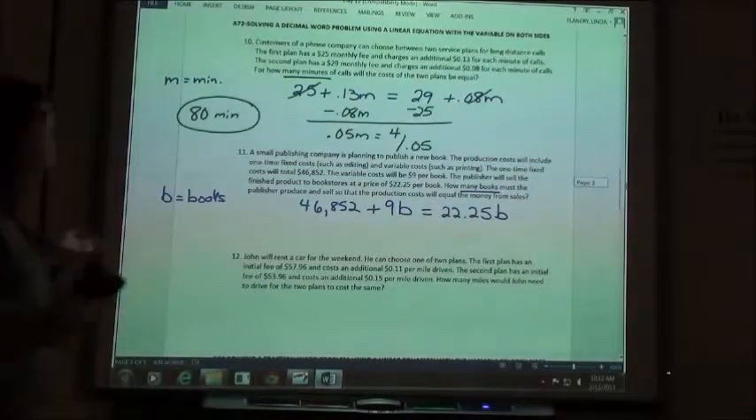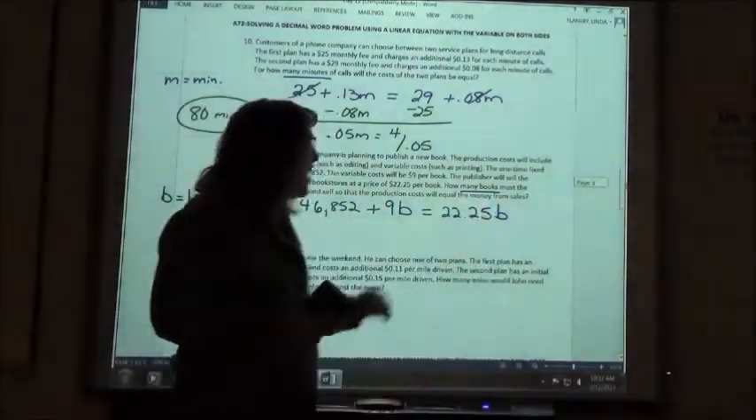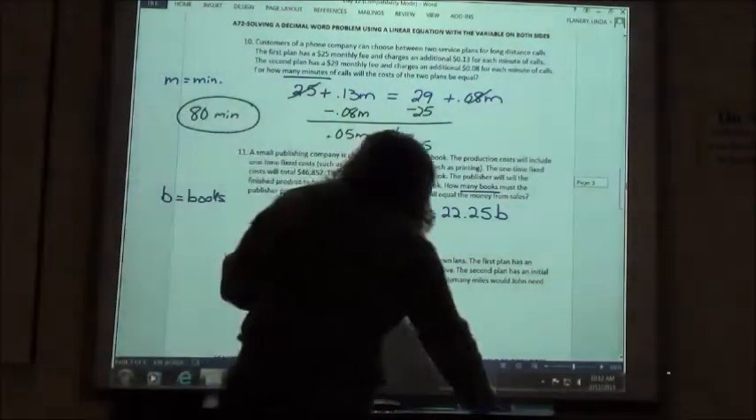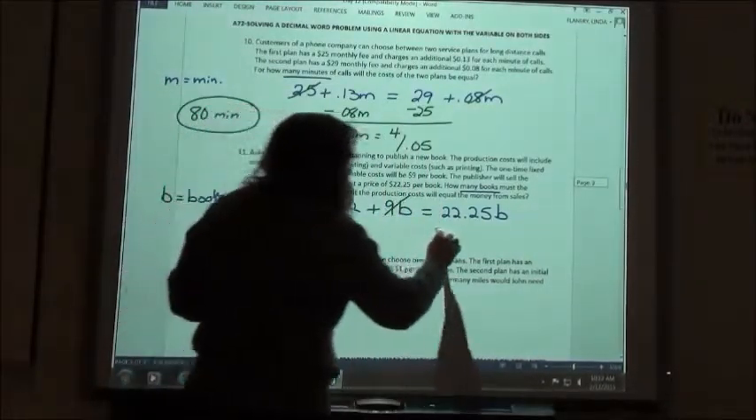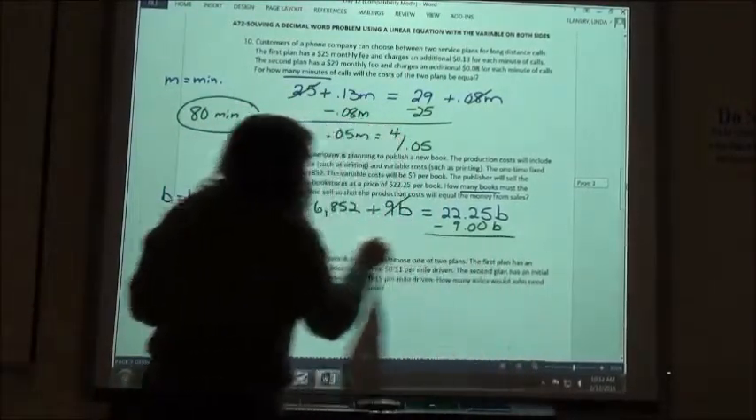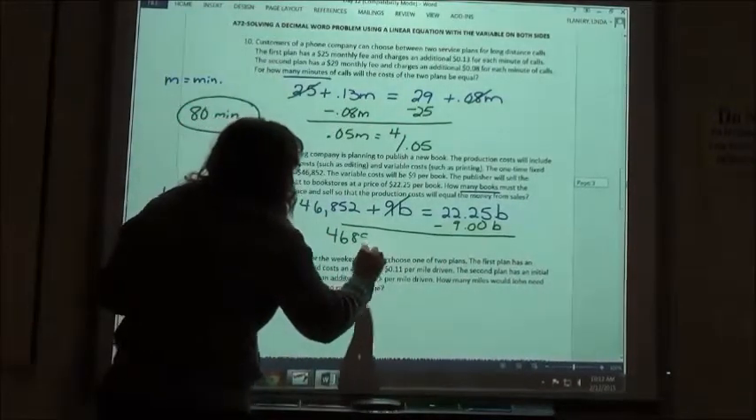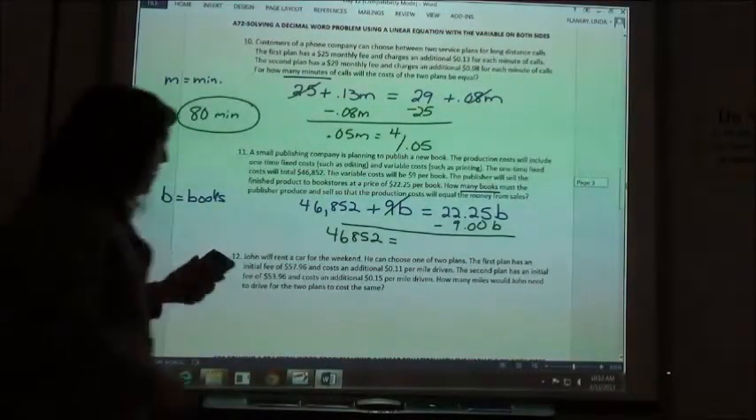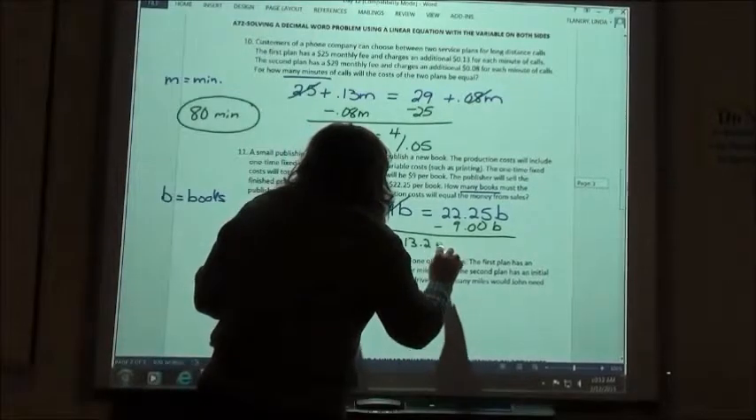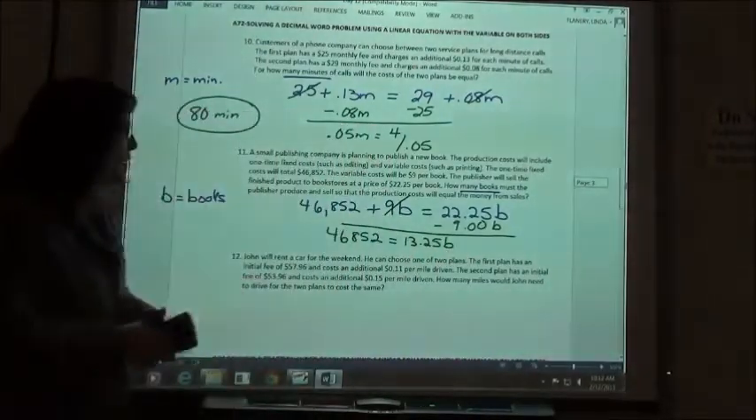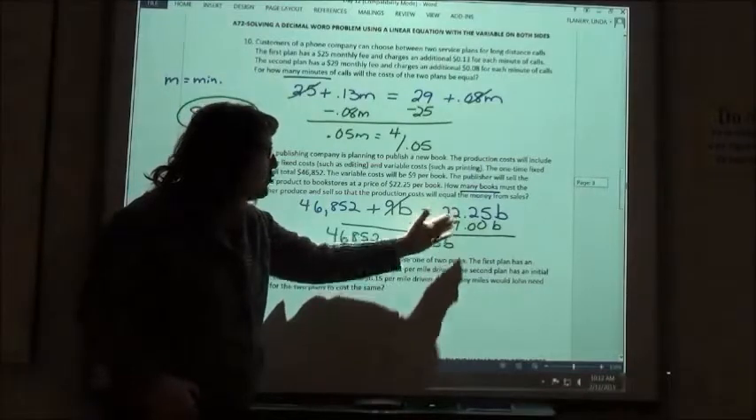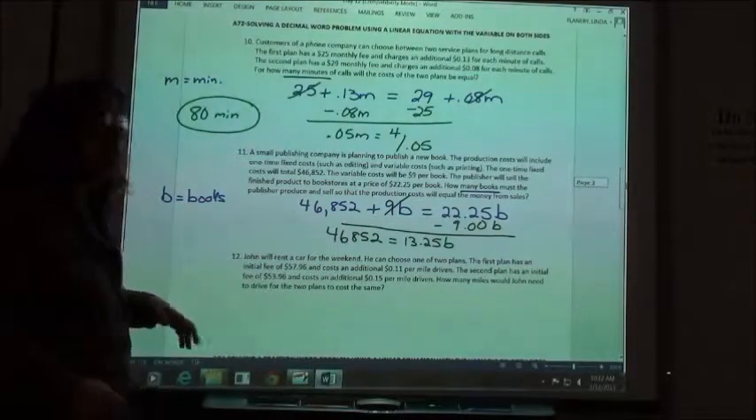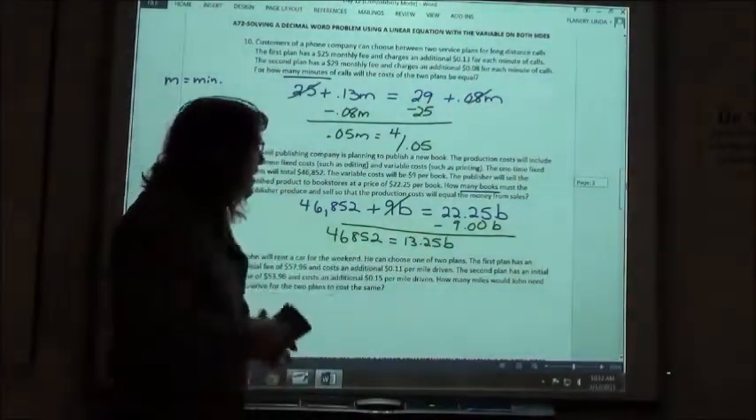I have B's on both sides of my equation, so I'm going to move my B's over to the right side since I don't have any constant terms, plain numbers without variables, on the other side. So I'm going to go ahead and subtract my $9. So $46,852 is going to equal, if I take $22.25 and subtract 9, I get $13.25B. So for my variable costs, I get an extra $13.25 by selling those books, but I've got to make up all these fixed costs. So again, just to solve that, I'm going to divide by the $13.25.